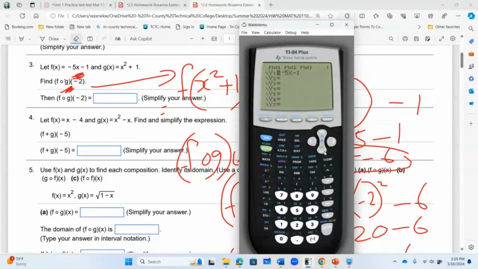All right, so now the next one is y2. I'm going to put my g of x into y2. So x squared plus 1. So I'll go to the main screen.